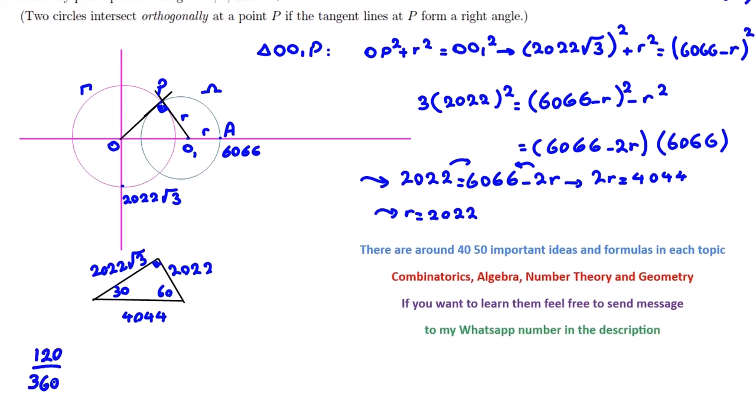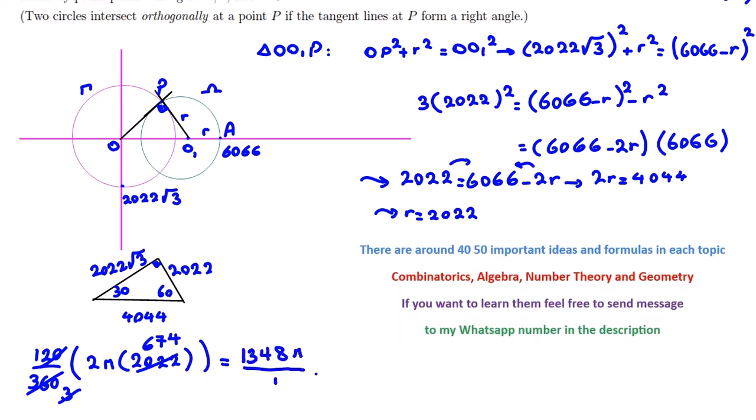We want to find the length: 120 degrees over 360 times the perimeter of this circle, which is 2 pi r. R is 2022 here. Then we cancel, it is one third. Dividing 2022 by 3 gives 674, and 2 times that is 1348, so the length is 1348 pi over 3. Because it says to write it as m pi over n, m plus n is 1348 plus 3, which is 1351.